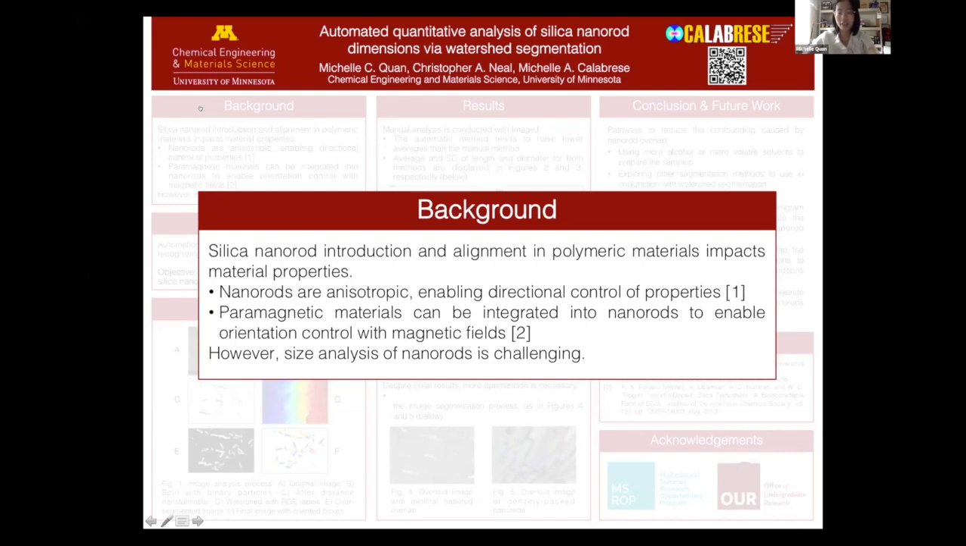However, silica nanorods are diamagnetic, meaning that they have low magnetic susceptibility. Previous literature has successfully doped silica nanoshells with paramagnetic materials like iron, which means that it's potentially possible for us to dope nanorods with iron and therefore control their directionality based on a magnetic field. However, in the varying synthesis processes we're trying to explore, the size analysis of nanorods is the key challenge.